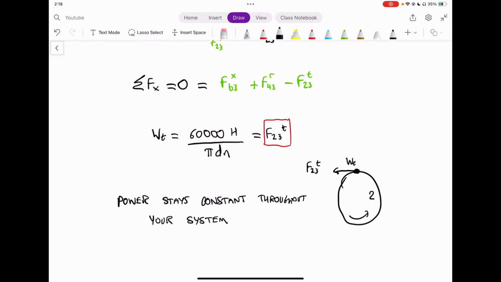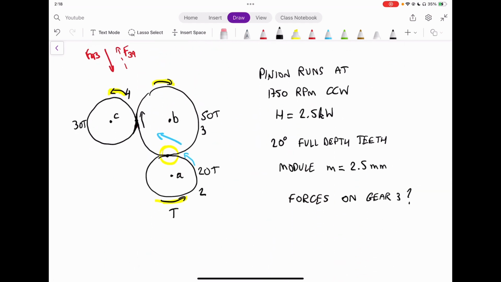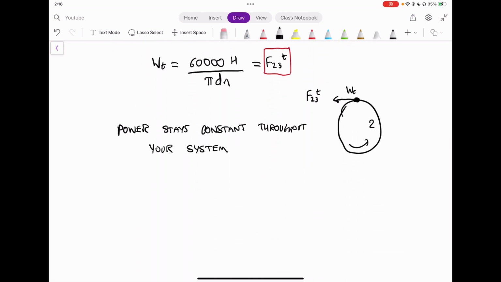So in order to find F23T, the easiest way to do it is to look at gear 2. So we go back to gear 2, and we know gear 2 has a certain power associated with it. That means it's going to output a certain force towards the left side. And that force is equal to F23T. And in order to find that force, we have the equation that says F23T, or Wt, is equal to 60,000 H over pi dn. So let's try and solve for it.